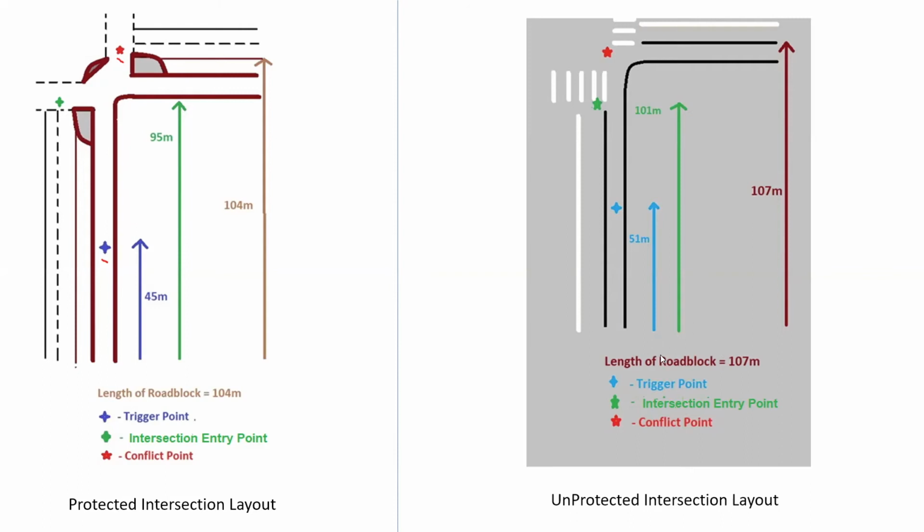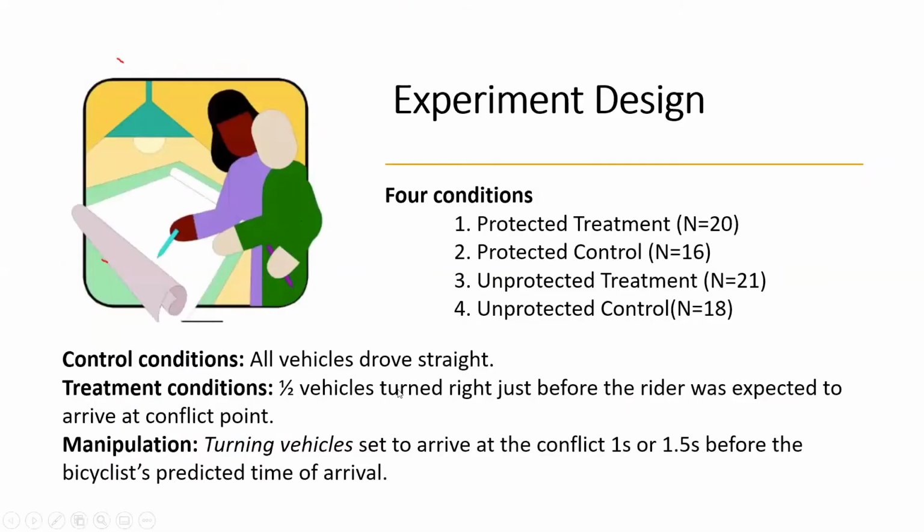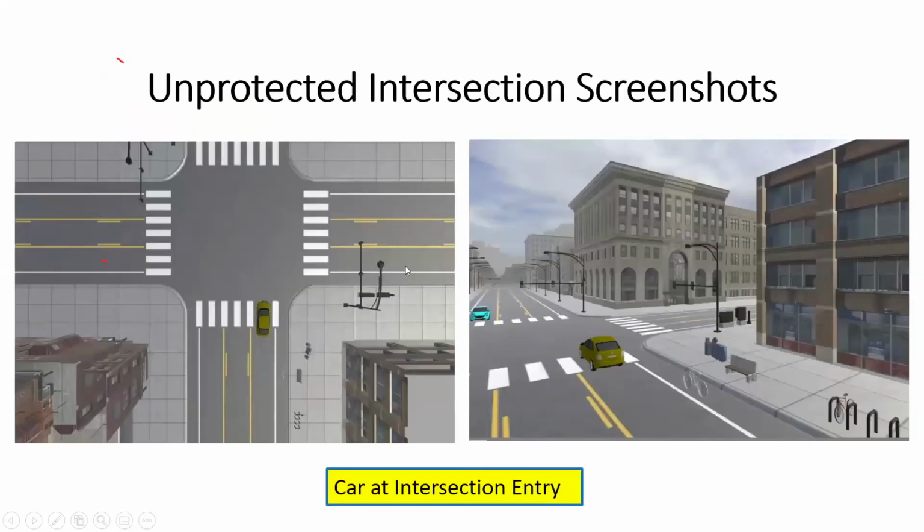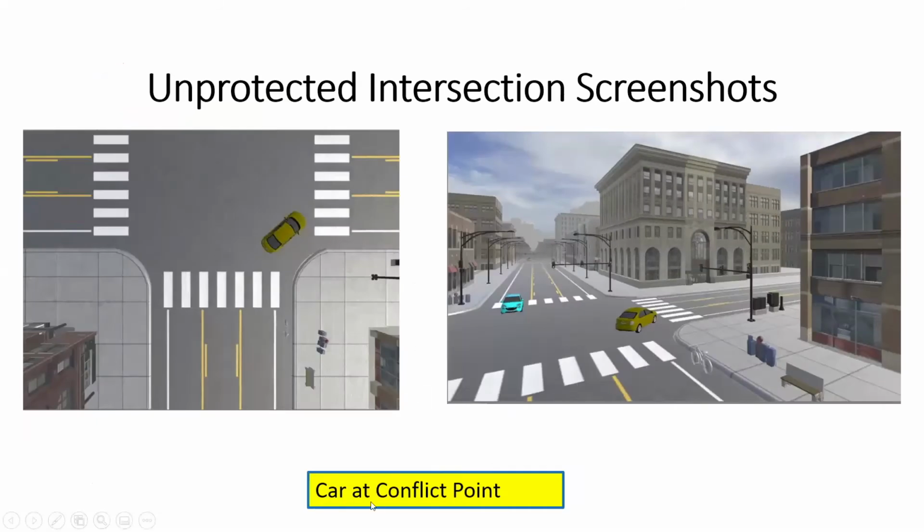Overall, in our experiment design, half of the vehicles turn and half do not turn for the treatment conditions. Both the straight and the turning vehicles are randomized to arrive at the conflict point 1 or 1.5 seconds before the bicyclist's predicted time of arrival. This is a screenshot of how it looks when the car is present at the intersection entry point. This is the intersection entry point here. Similarly, this is a car at the conflict point. These are screenshots taken from Unity.